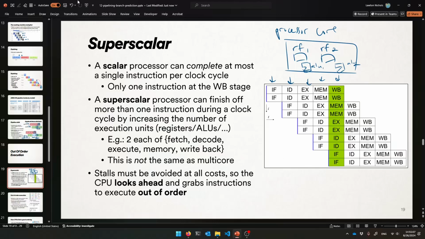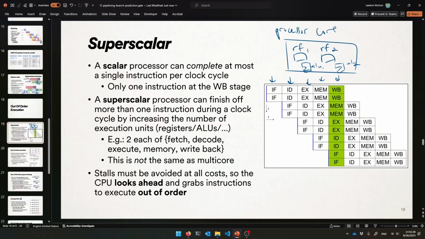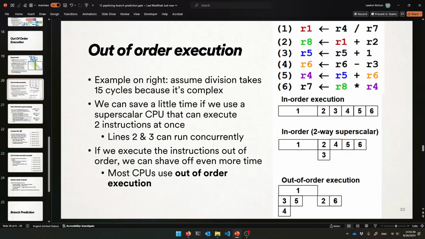And then also superscalar processors tend to do what's called out of order execution. So in addition to trying to do two at once, the CPU is looking ahead and taking instructions not in the order that you wrote them as the programmer. It's trying to execute them out of order if it can, to save time later. All right? I know this is wild. So let's talk about it slowly.